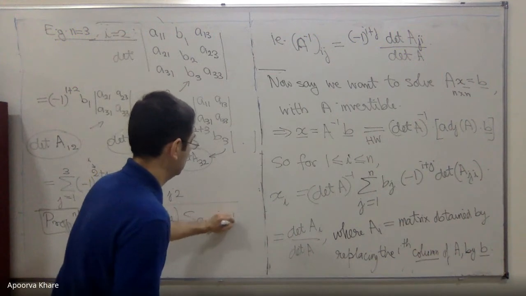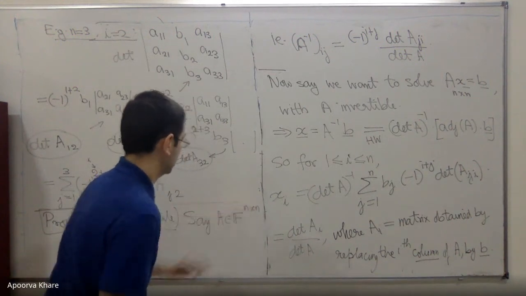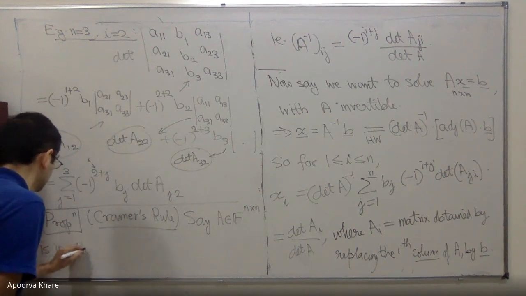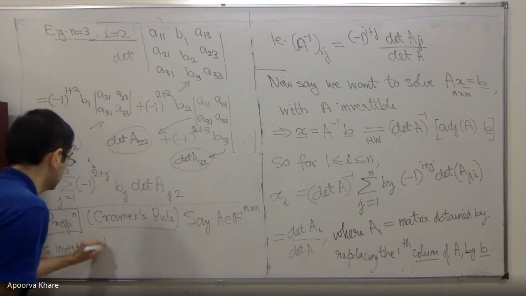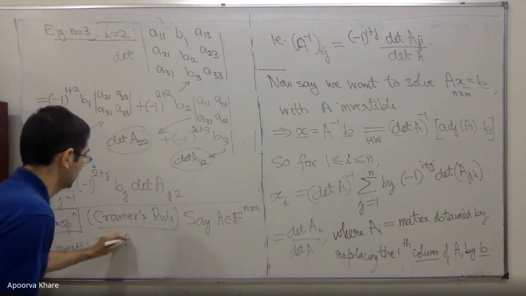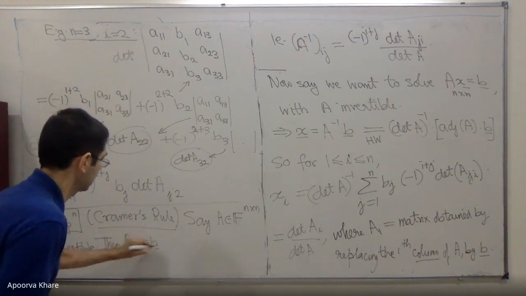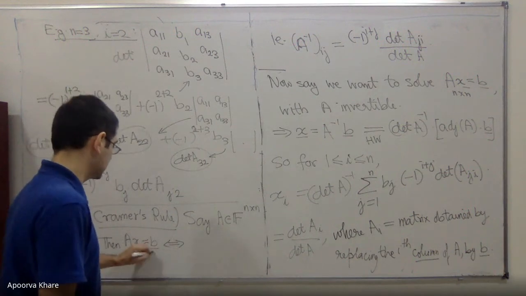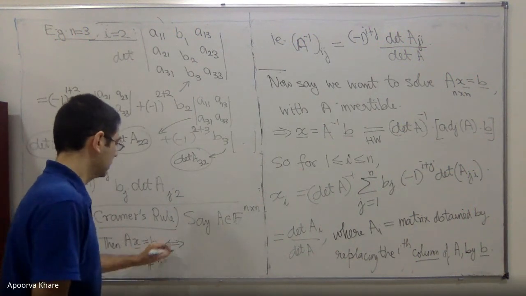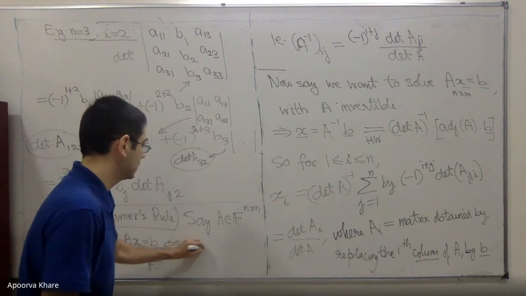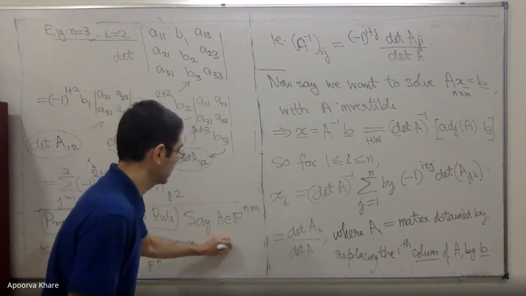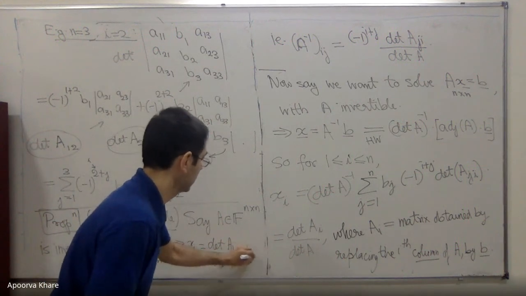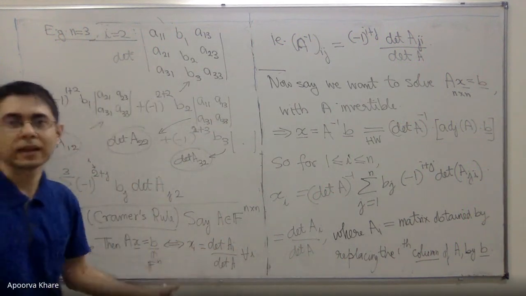Say A in F^(n×n) is invertible, then AX equals B if and only if, where B is a given vector in F^n, Xi equals det Ai by det A for all i. That is Cramer's rule.